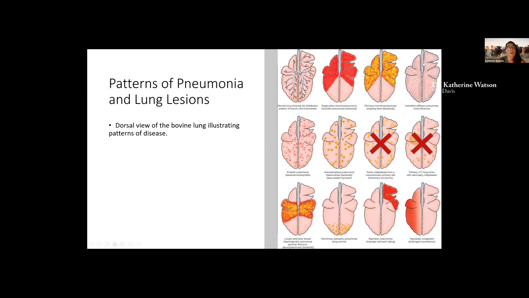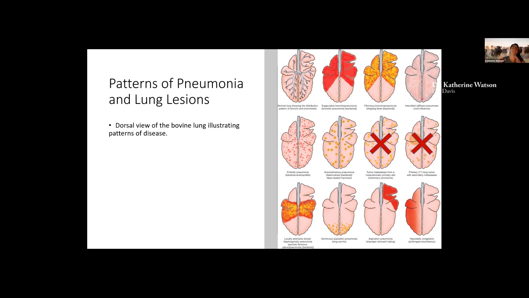That's different from an interstitial pneumonia, which sometimes people call a viral pneumonia. The whole lung is a little bit bigger than normal, because the viruses can make it all the way back into this region that the bacteria couldn't make it into.